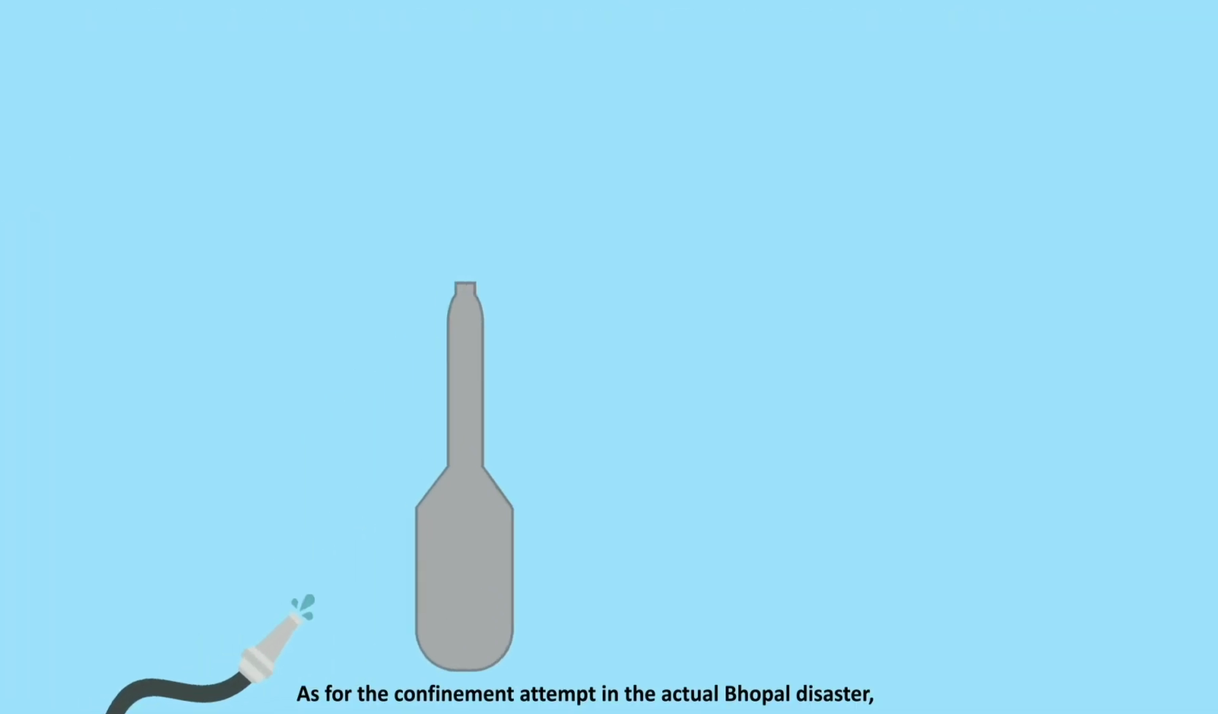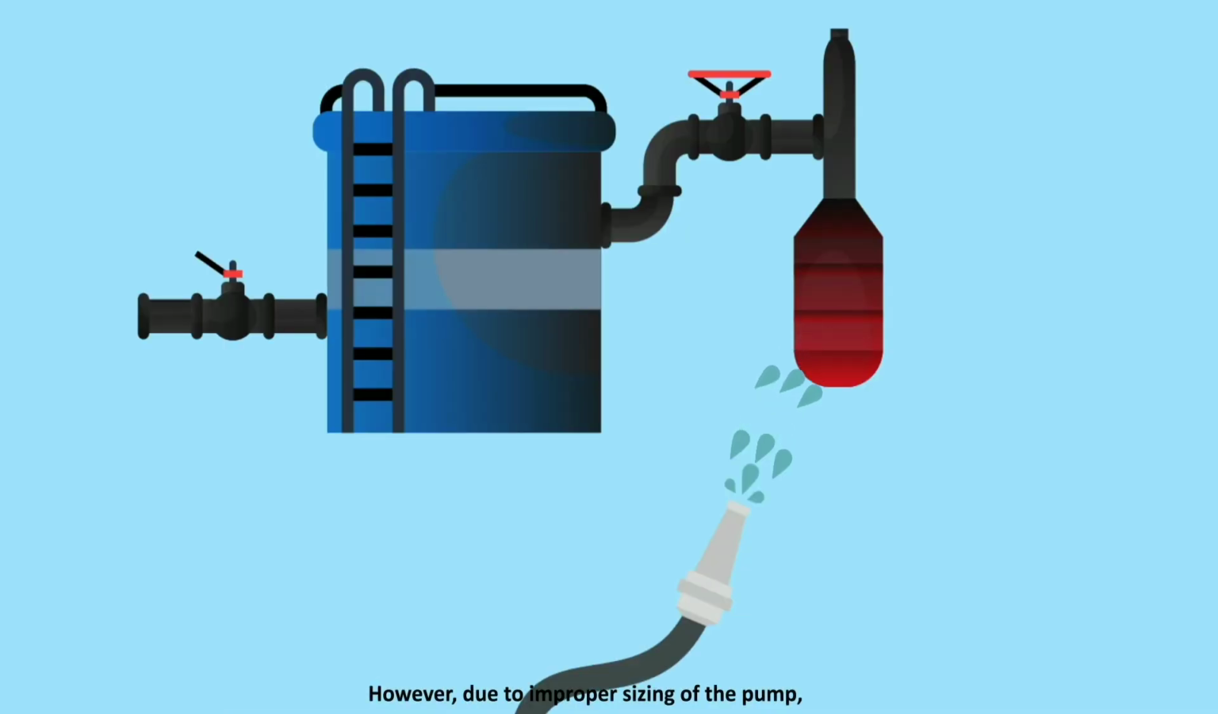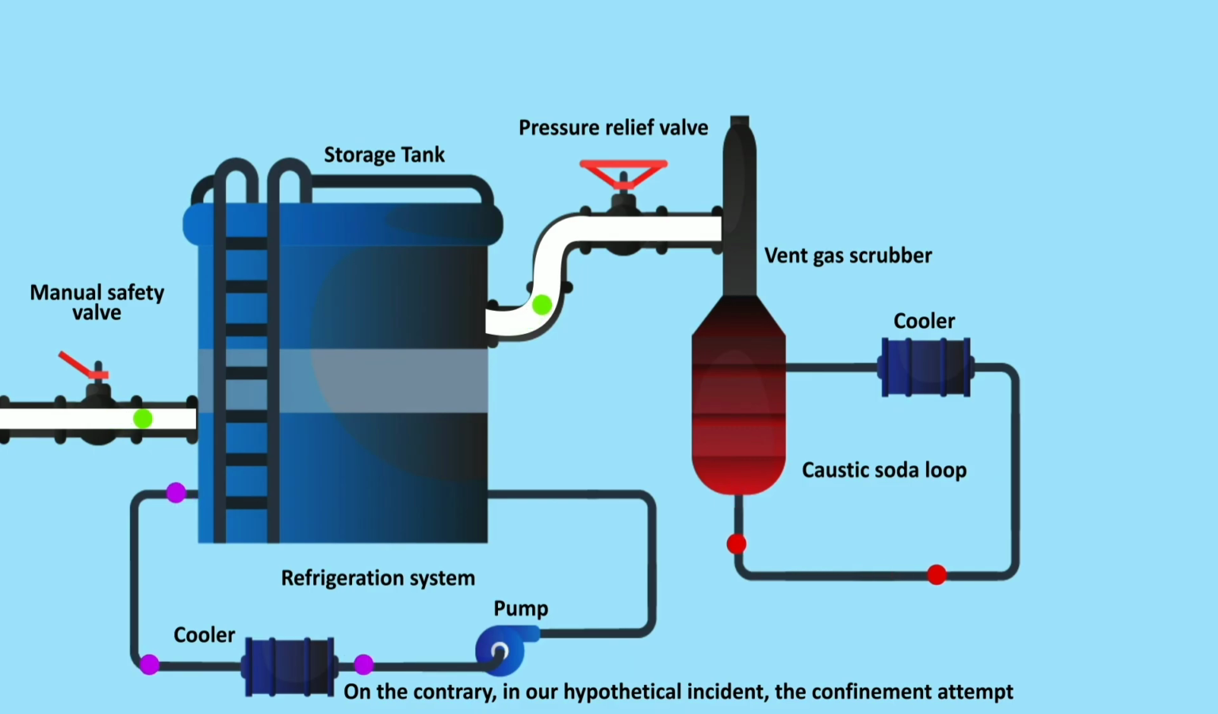As for the confinement attempt, in the actual Bhopal disaster, operators tried to spray water at the exiting gas. However, due to improper sizing of the pump, it was not able to reach the top of the vent outlet. On the contrary, in our hypothetical incident, the confinement attempt had been made when the refrigeration system was switched on to cool the storage tank, but it failed to provide adequate cooling as the coolant flow rate was insufficient. Besides, the vent gas scrubber attempted to confine the toxic gas but was unable to remove enough MIC to a safe level as it lacked control of the caustic scrubbing liquid flow rate.